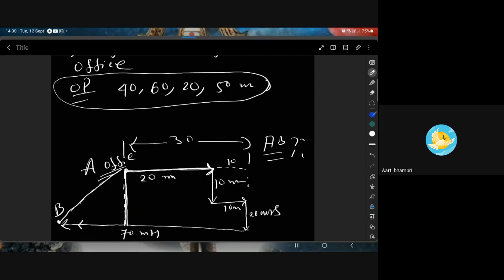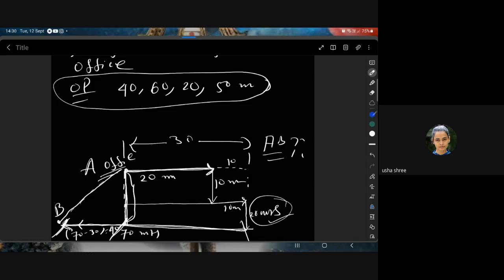If the entire line is 70, then you have 30 from this point to this point. So what is the distance of this point? 40. Understood? 70 minus 30 means 40. What is the distance of this side of the triangle? 30, because up to this much it is 20, and the rest is 10. So it will be 20 plus 10 equal to 30. Any doubt?